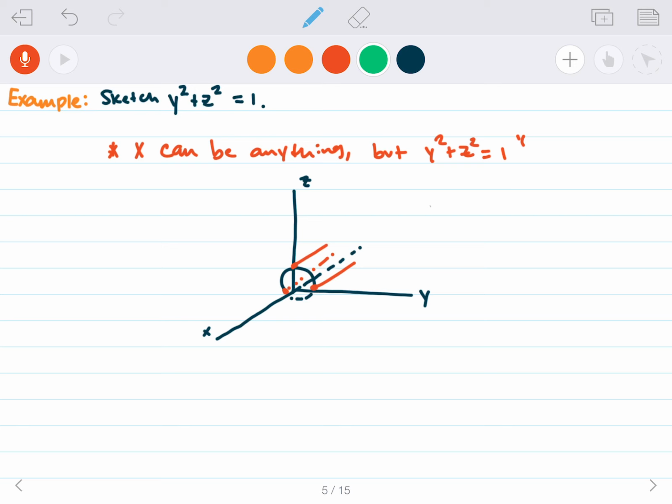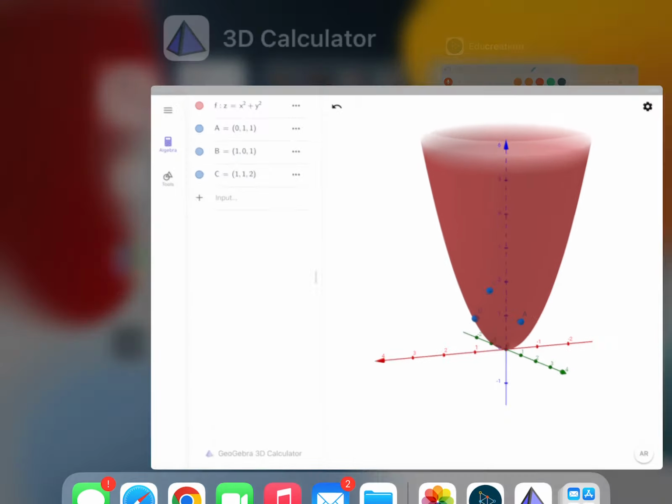Okay, so at the end of this, I'm going to get another circle like this. And keep in mind that going along the x-axis, we have infinitely many circles, and it extends off into this direction as well. Okay, and I know I'm not the best artist, so let's go ahead and take a look at this in GeoGebra. Y squared plus z squared equals 1.